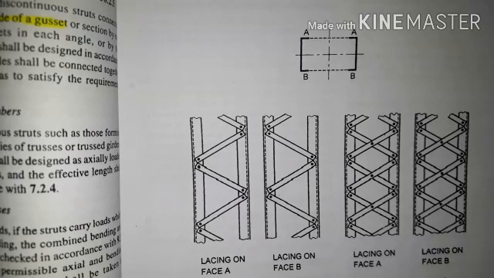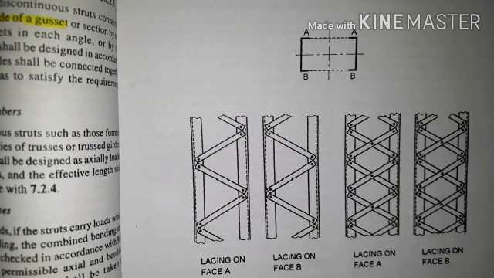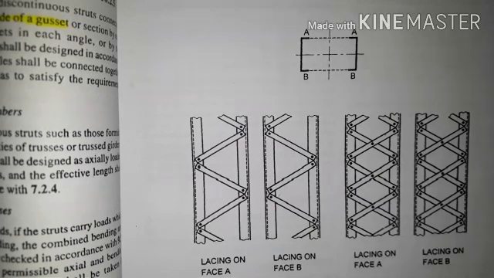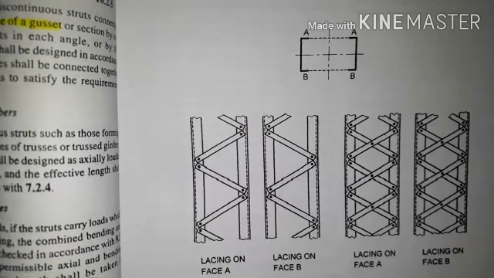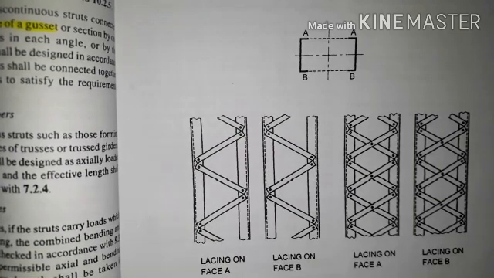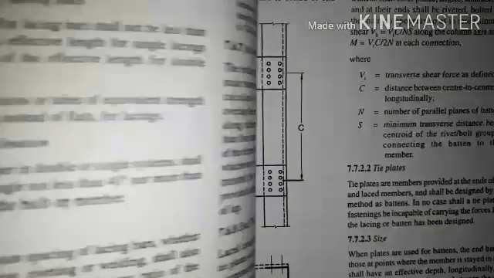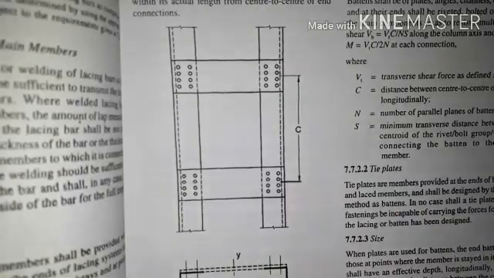We saw the different steps or criteria or the clauses we have to refer from IS 800. So in today's session we are going to solve the same problem. Again you have to design a built up section, but instead of a lacing system we are going to check the batten plate.